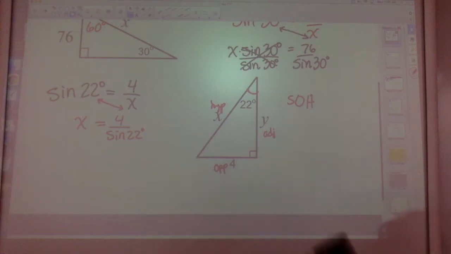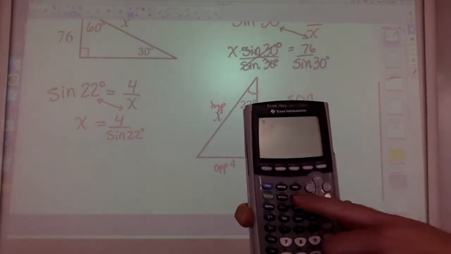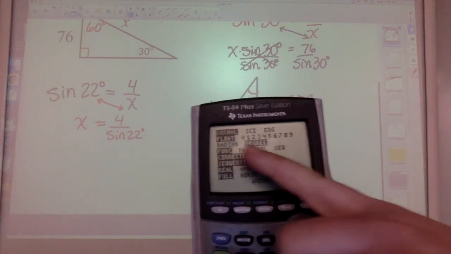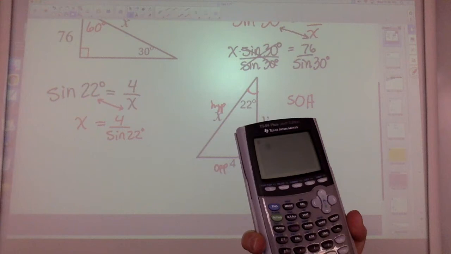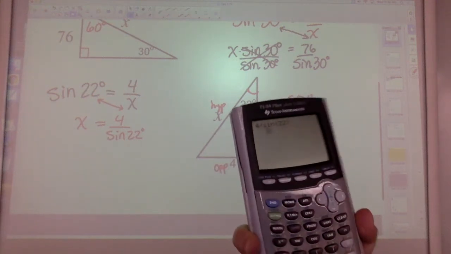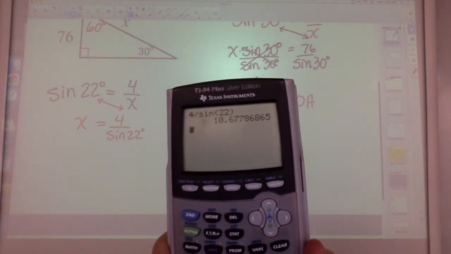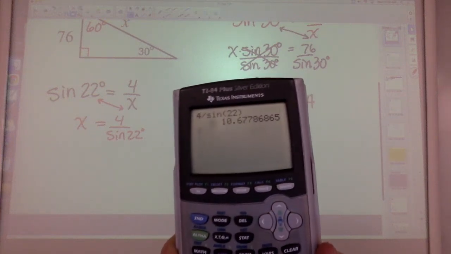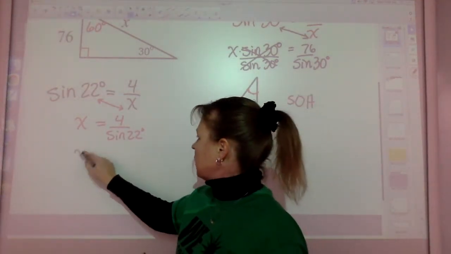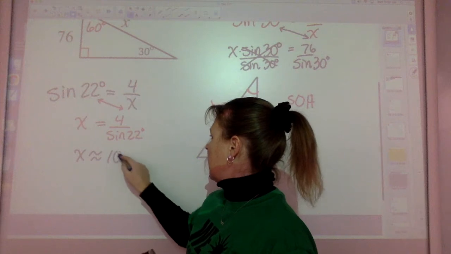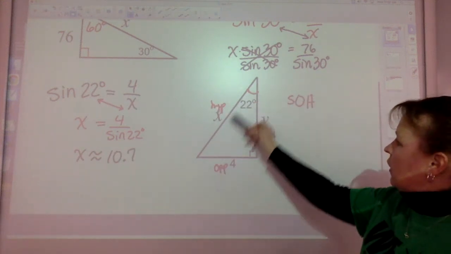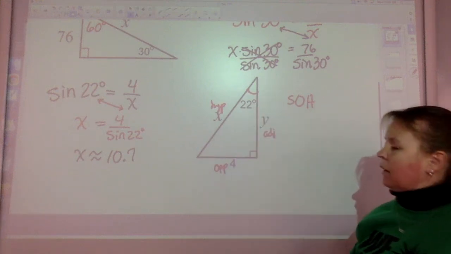And I'll remind you, if you're using a graphing calculator, to make sure you're in the right mode. It has to be lit up as degrees, not radians. So when you take 4 divided by the sine of 22 degrees, you're going to get 10.677. Let's go with 10.7. So x is approximately 10.7. Do a quick look. See if it makes sense. Could that be 10 if that's only 4? It could be.